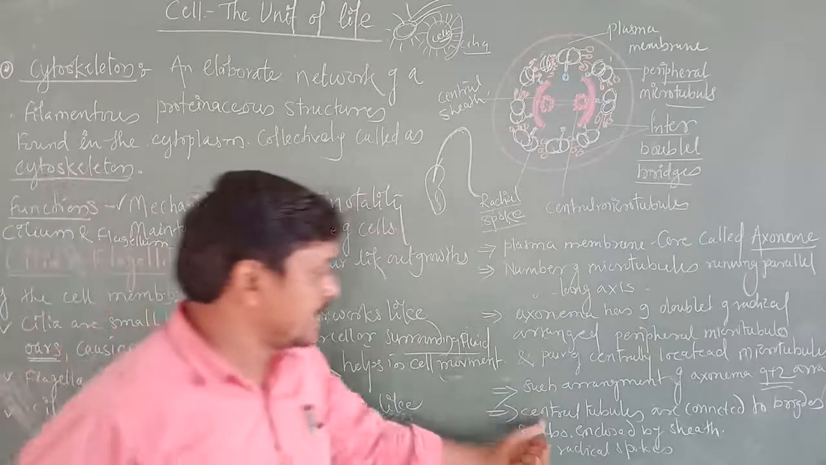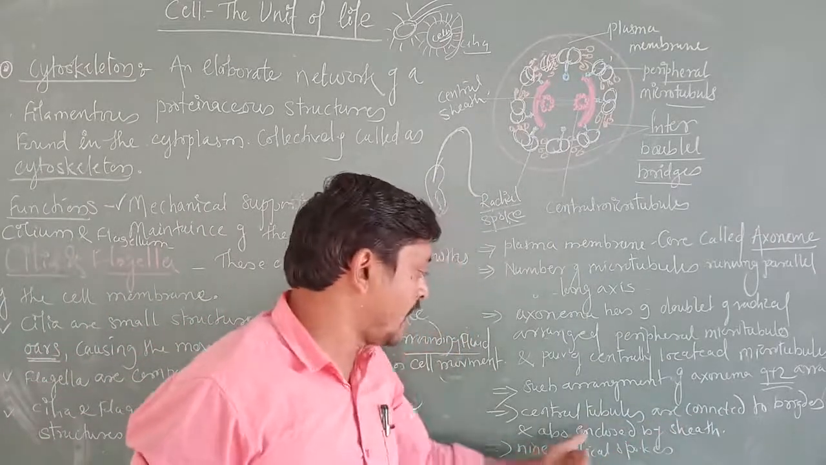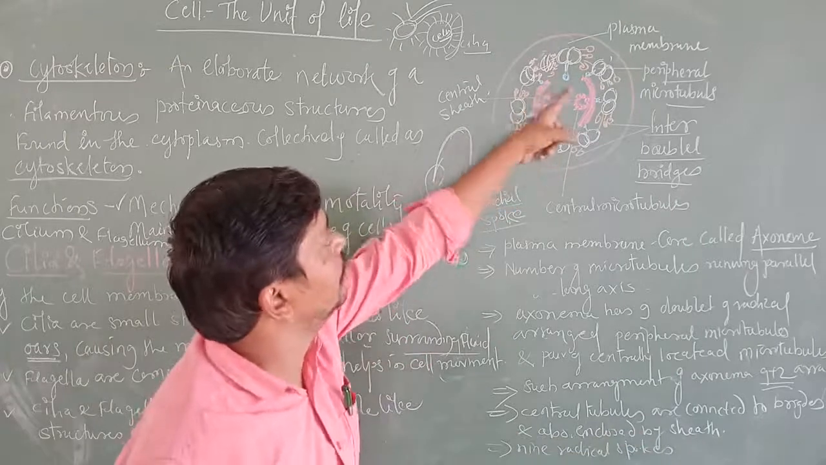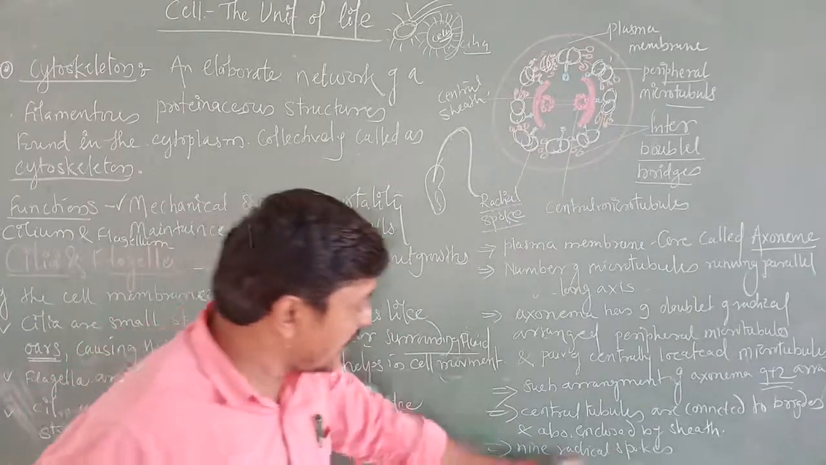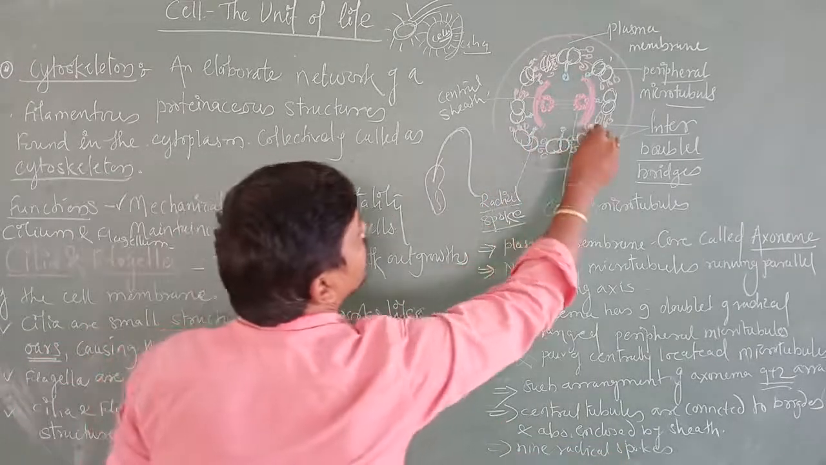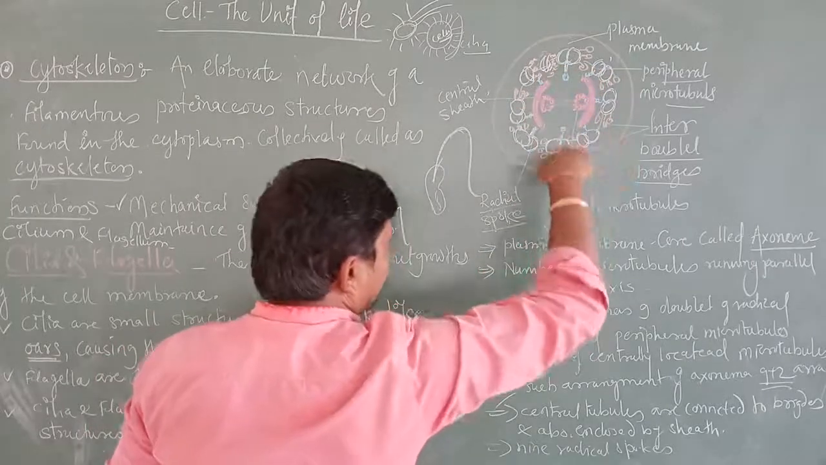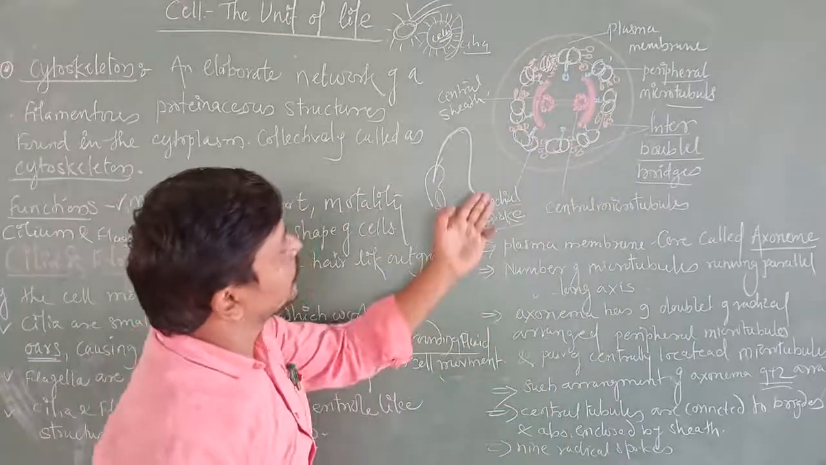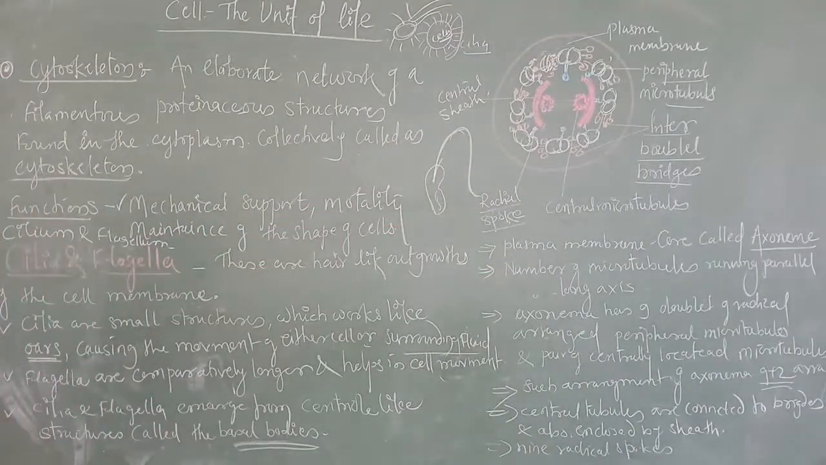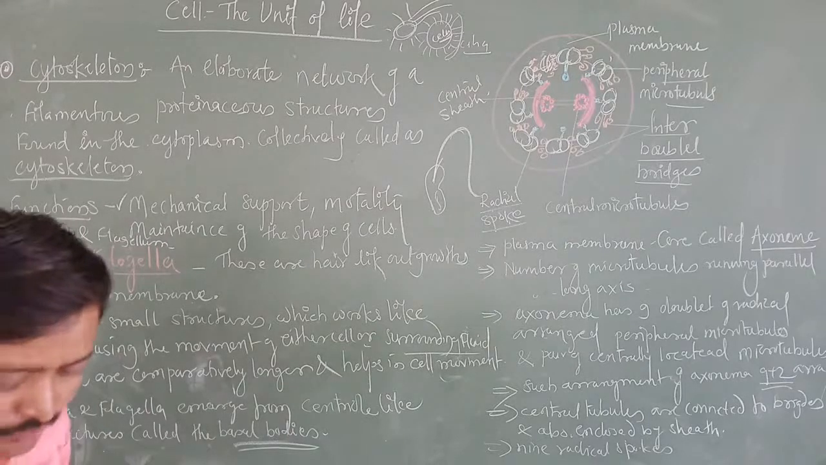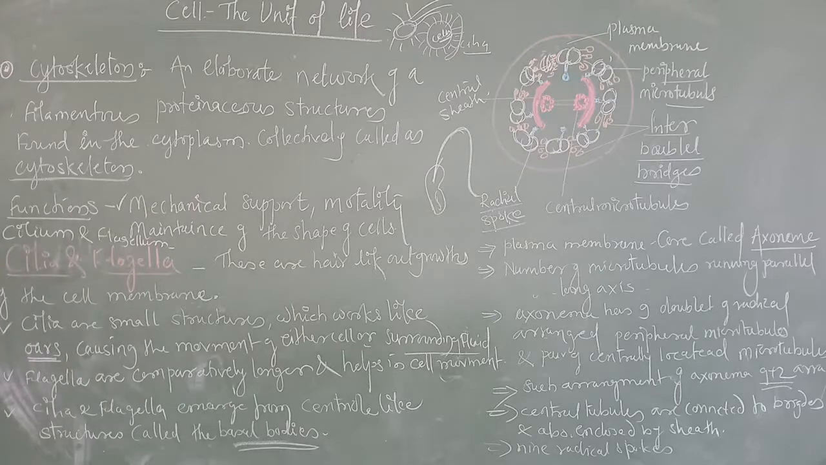Next, the central tubules are connected to the bridge and also enclosed by the sheath. Whatever I told you, these are connected to the bridges and also enclosed in a sheath. And 9 radial spokes are there, 1, 2, 3, 4, 5, 6, 7, 8, 9. These 9 radial spokes help join the peripheral microtubules to the central sheath. This is the structure of cilia and flagella.